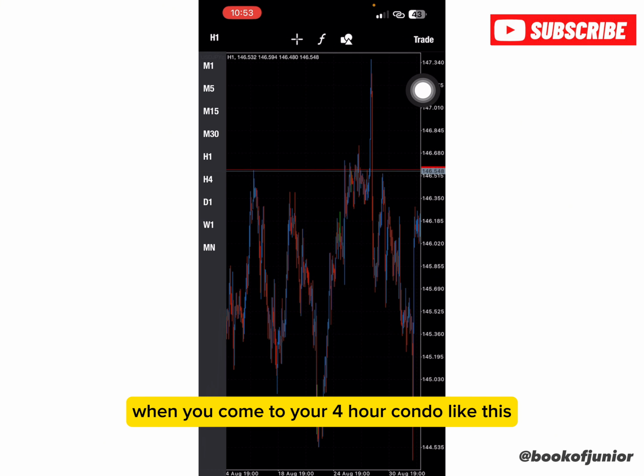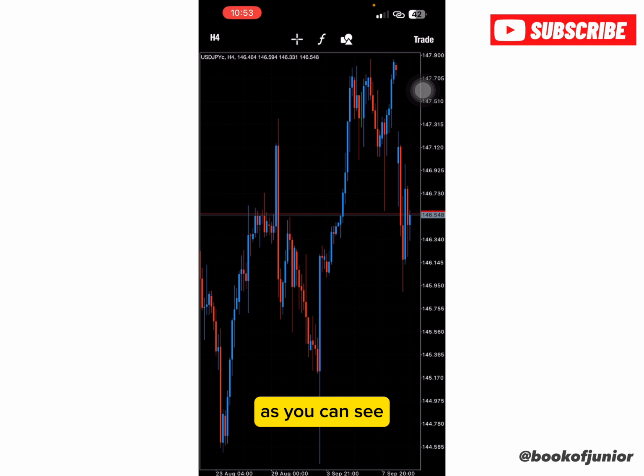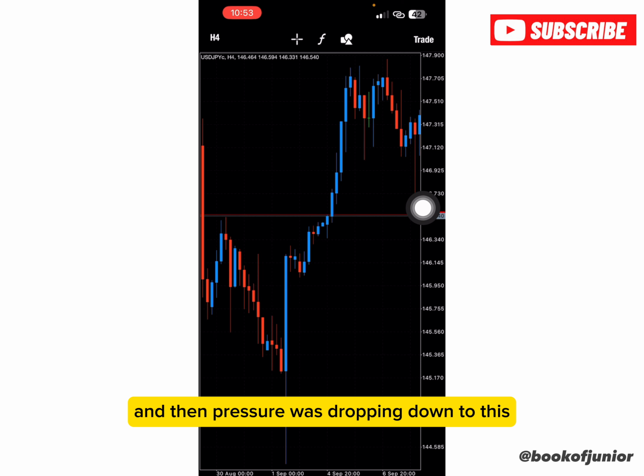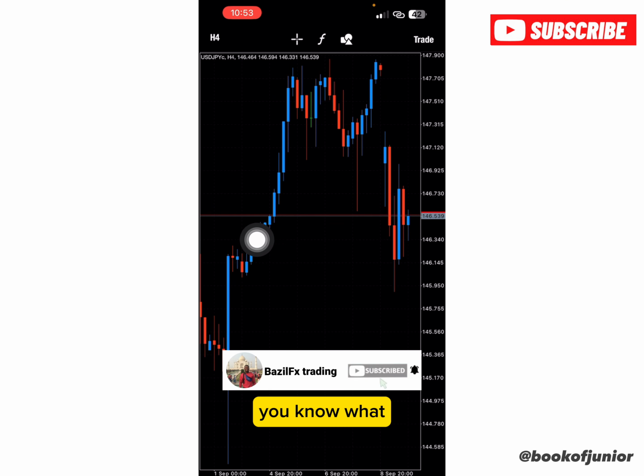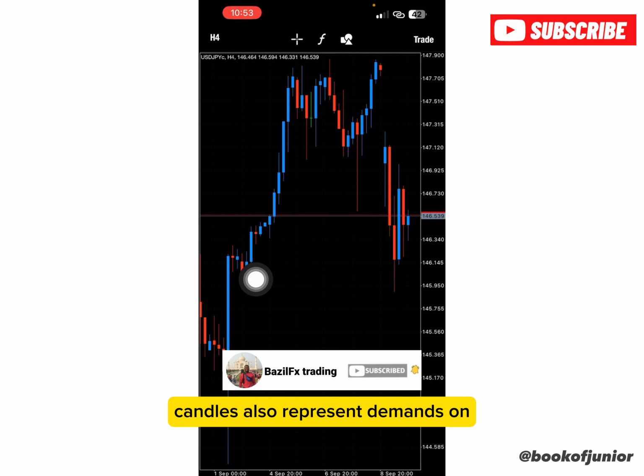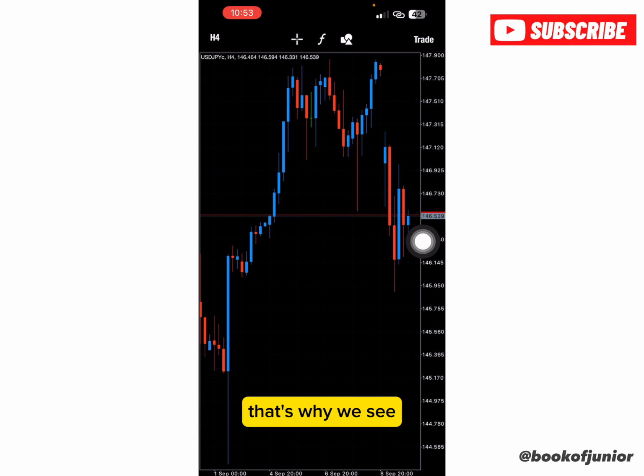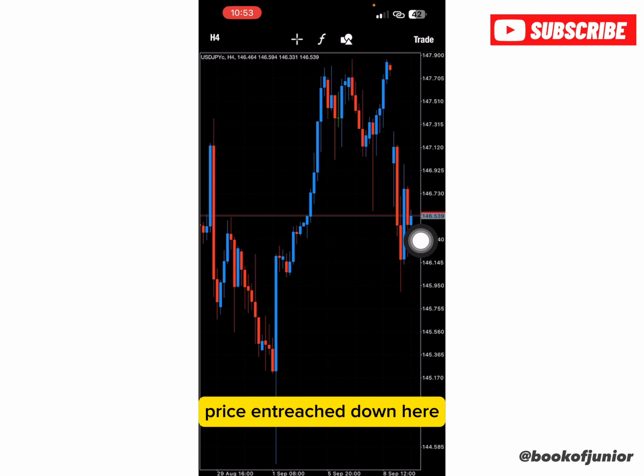Again, when you come to your 4 hour candle time frame, as you can see, that was still a valid zone right there, and then price was dropping down to this zone right here. You know what these Doji candles also represent? Demand zones. That's why when price reached down here, it bounced off.